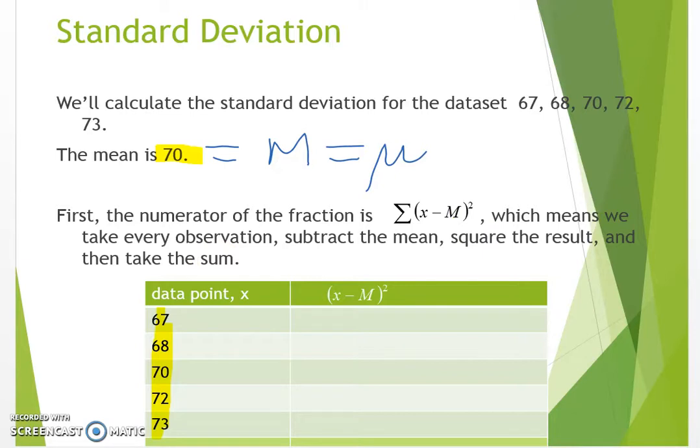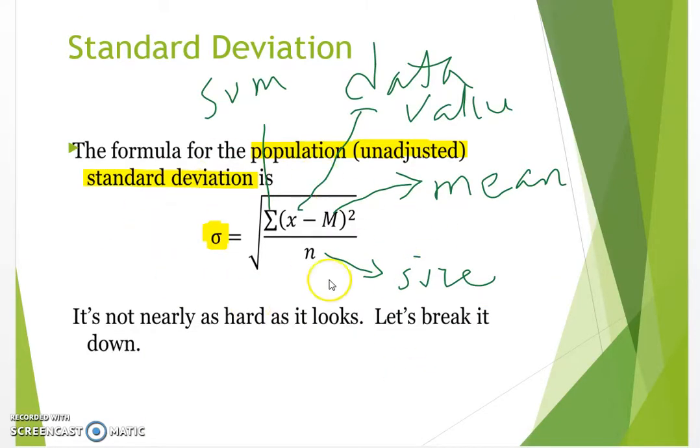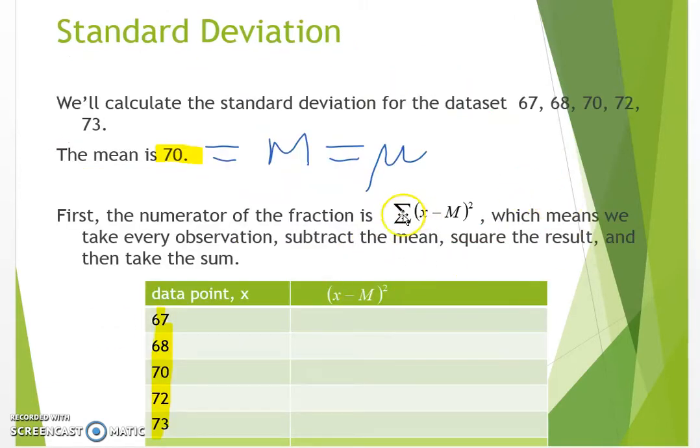In order for us to use this formula, we'll first of all find the sum of x minus m squared. Let's first focus on x minus m squared. x minus m is just talking about taking each observation and subtracting the mean and then squaring the result. And then we consider the sigma, which is taking the sum.